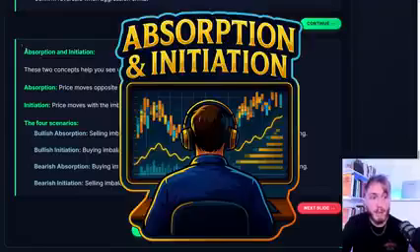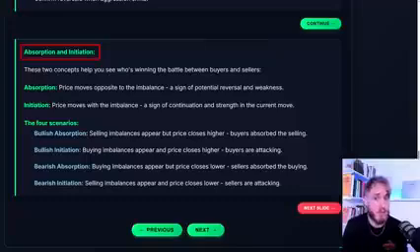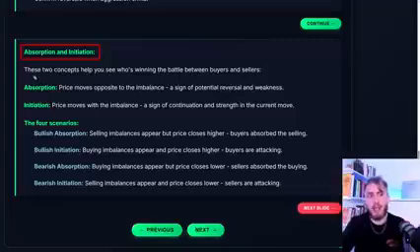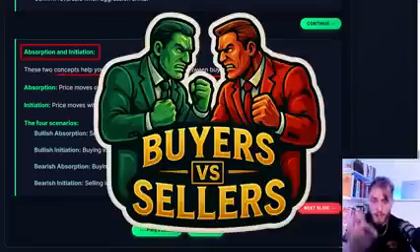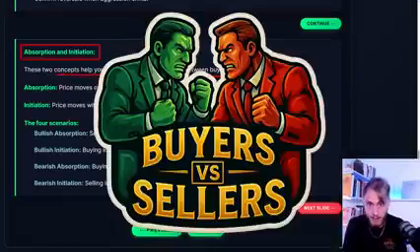And this right here is absorption and initiation. These concepts can seem a little bit complicated when you first hear about them, but I will try to break them down and simplify them as much as possible. In very simple terms, absorption and initiation are concepts that help you see who is winning the battle between buyers and sellers within a certain candle.